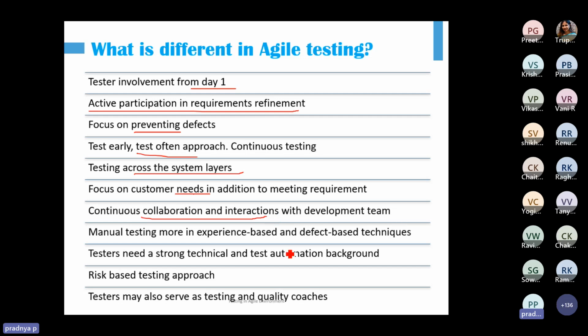We can also do a lot of automation testing. Test automation is the key. Manual testing is mainly done to use your experience to think about the defects. There manual testing is more required. But otherwise, most of the testing is automated, right? We need to be very strong in the technical and automation background.